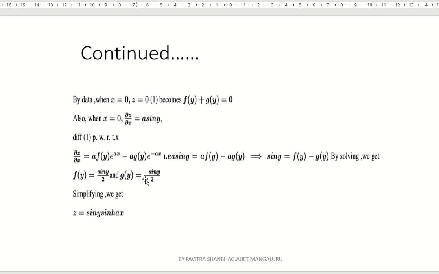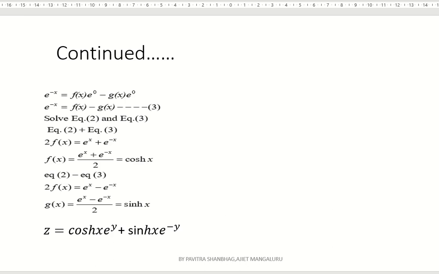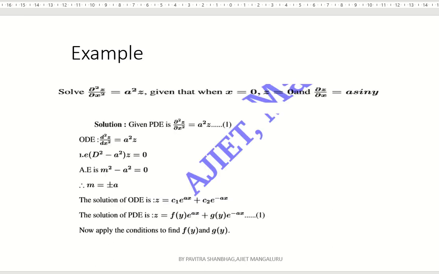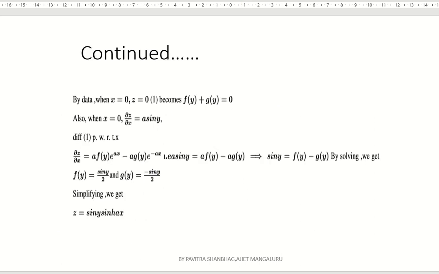Now after getting f(y) and g(y), you have to replace them back in z. What is that? z = f(y) e^ax + g(y) e^-ax. Now replace back here: (sin y / 2) e^ax - (sin y / 2) e^-ax. So what is common here? Keep sin y out as it is, (e^ax - e^-ax)/2, that is sinh ax. So this is the final solution for the given PDE, right?